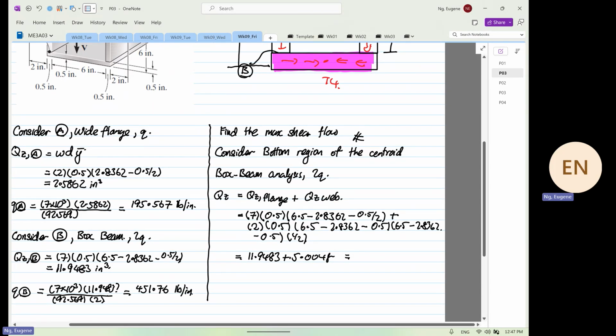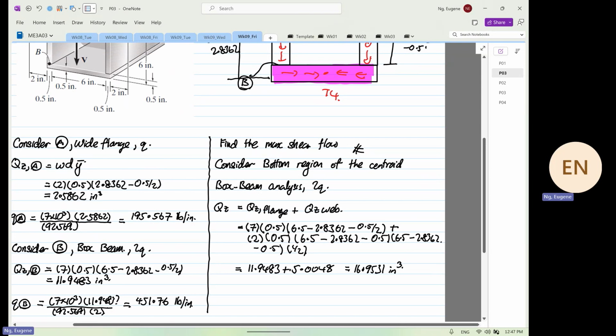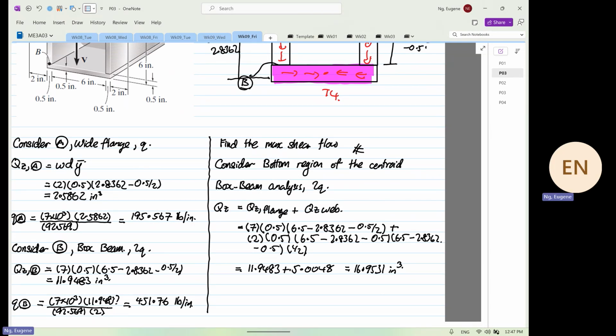So this will be equal to 11.9483 plus 5.0048, so it's equal to 16.9531 inches cubed. Then I wonder, did I take my width wrongly? It's 7 multiplied by, oh, it's correct. I did multiply by 0.5. Okay. So this is taken from the bottom.